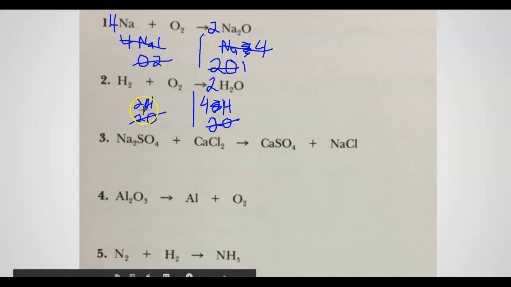I've got 2 here and 4. What times 2 equals 4? Got to multiply this side by 2. 2 times 2 is 4. That cancels there, and that cancels there.